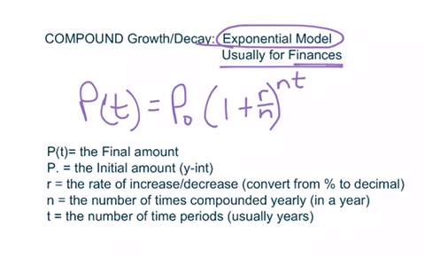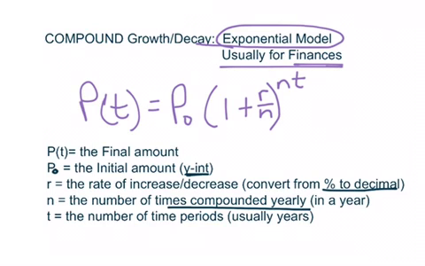So P of T is the final amount, just like A was in the simple interest formula. P of 0 is the initial amount, our y-intercept, just like P was in the simple interest formula, and it has been in all of our other formulas. R, again, is the rate of increase or decrease. We have to convert it from the percent to the decimal before we put it into the formula. Now here's where this one changes. N is the number of times compounded yearly, or compounded in a year.